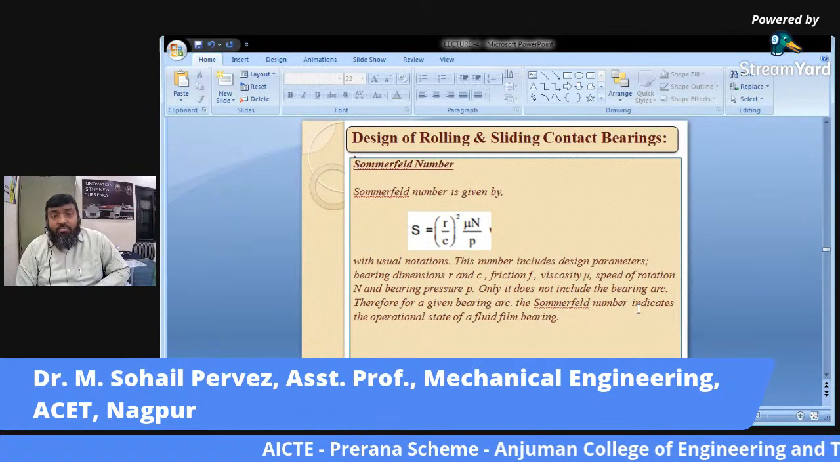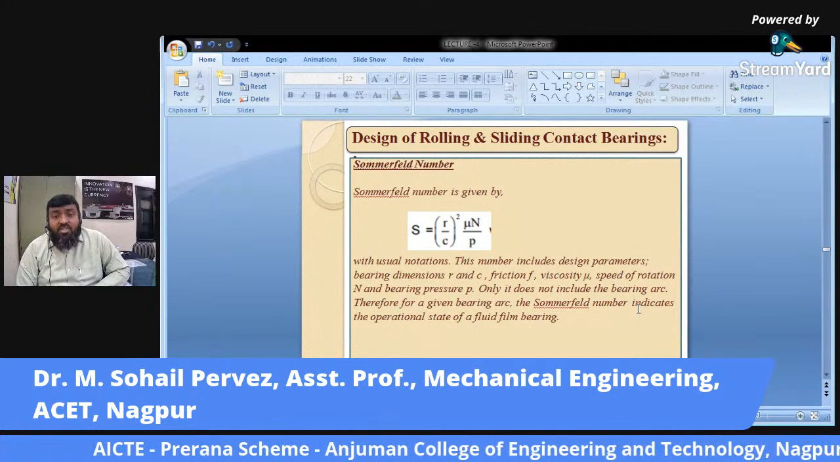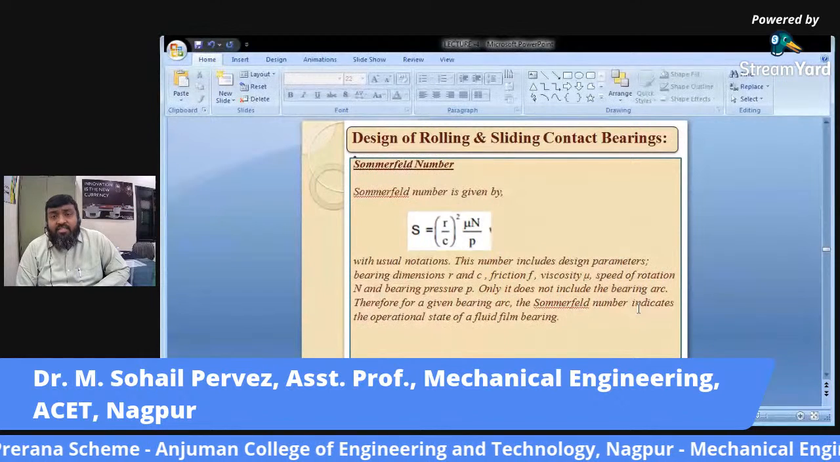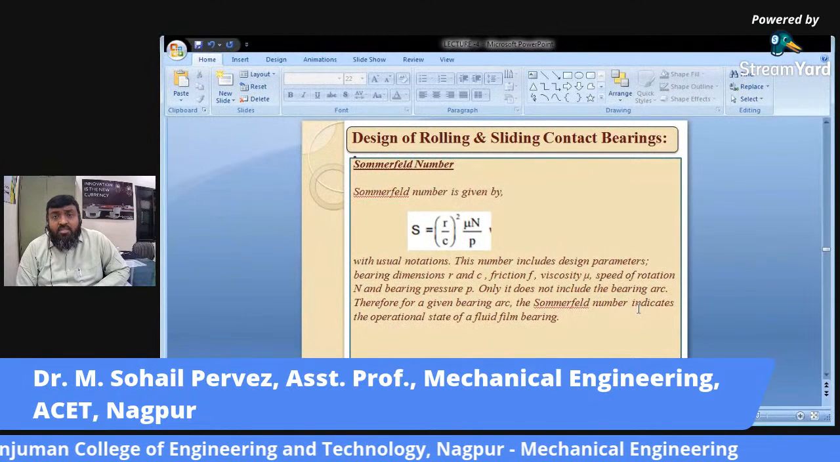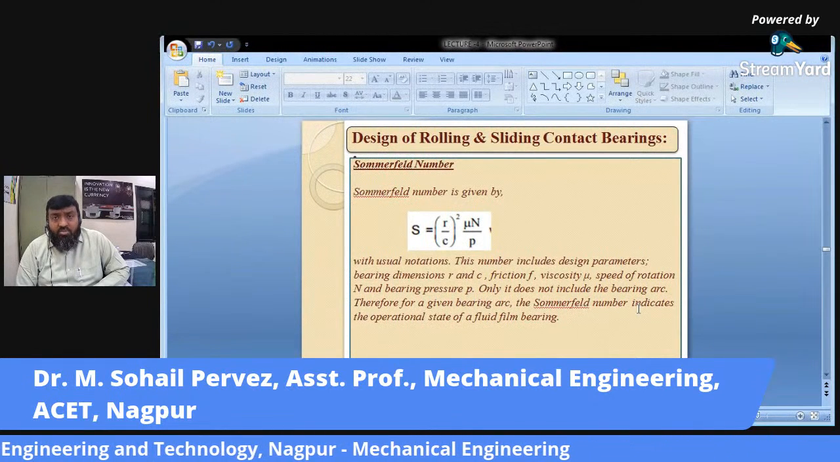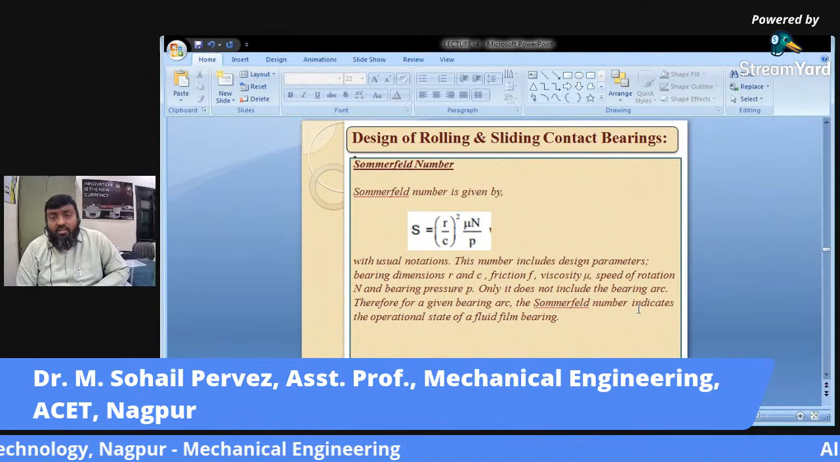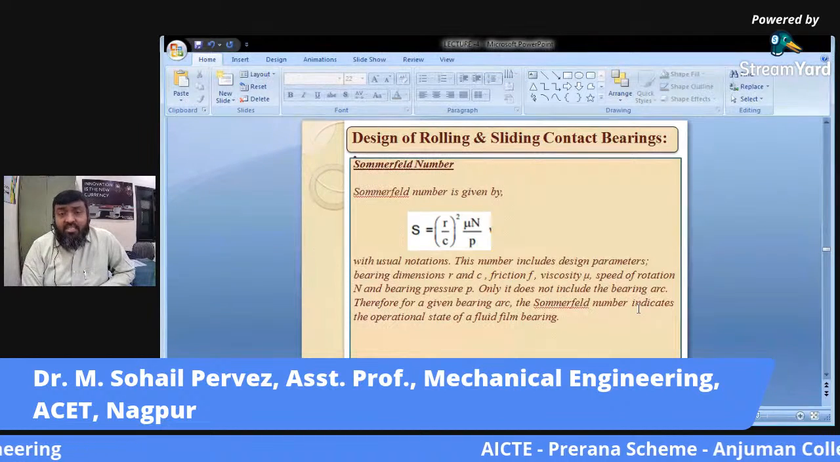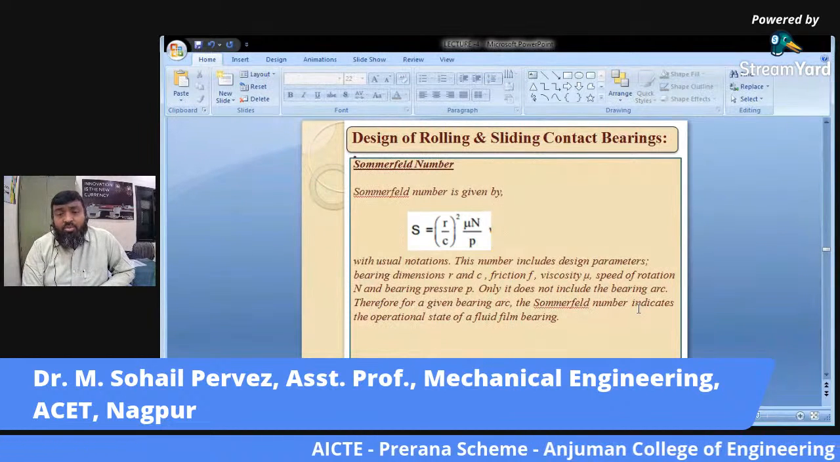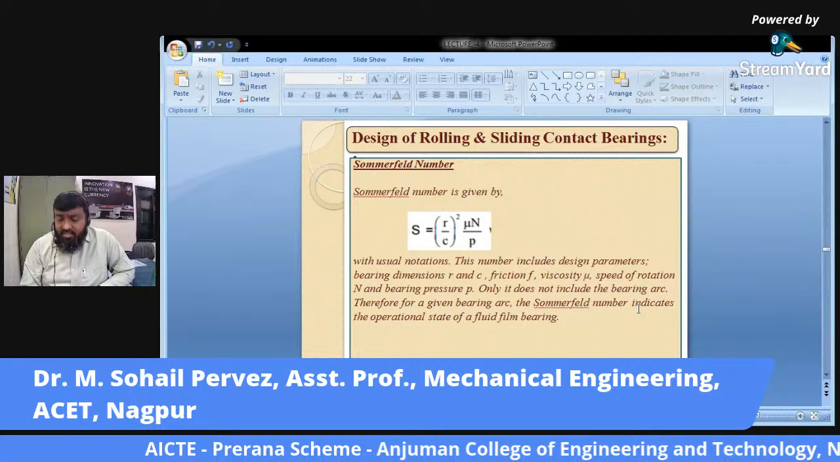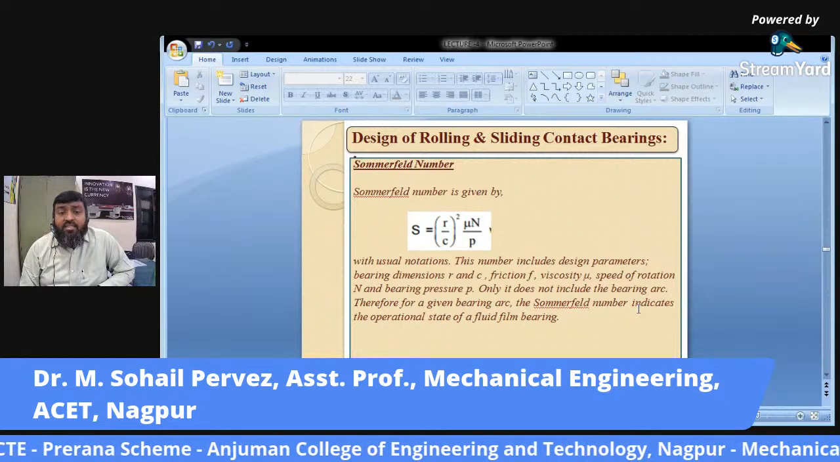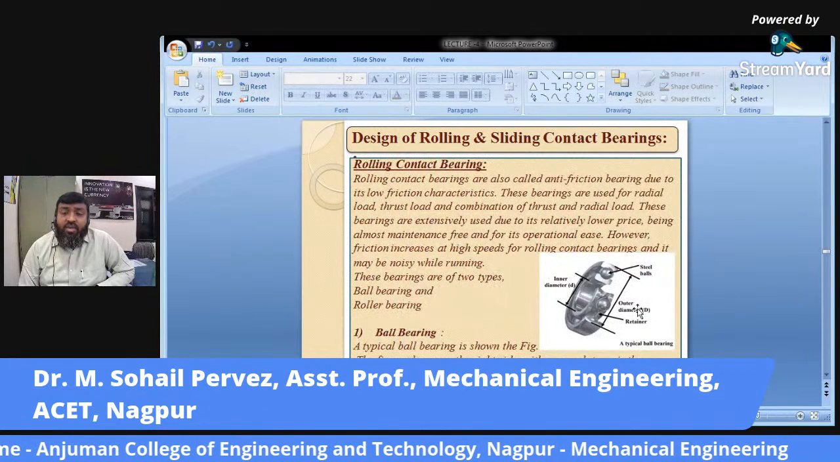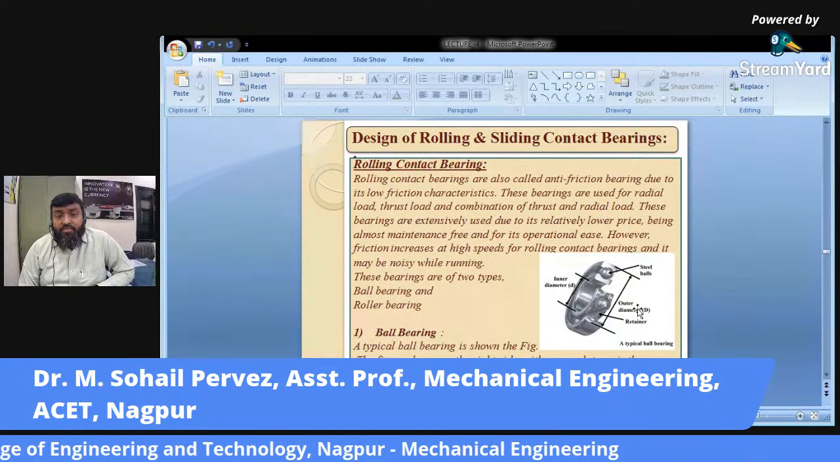So this Sommerfeld number, if we know this Sommerfeld number, we can very well design the journal bearing, because a large data is available in data books. Now, based on that data, we can very well calculate, we can very well select the parameters from the data book itself. So I am not discussing in detail regarding the design steps. The next one is rolling contact bearing.